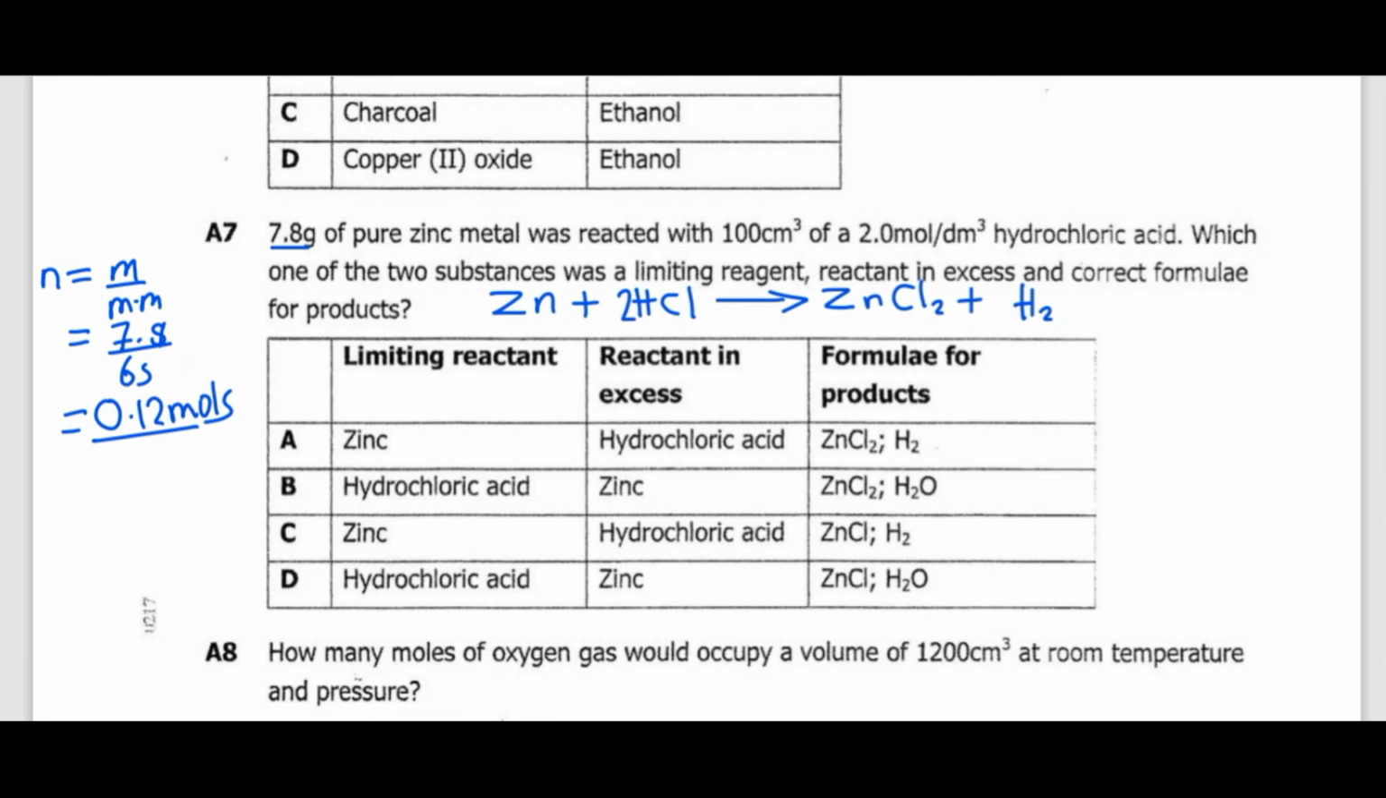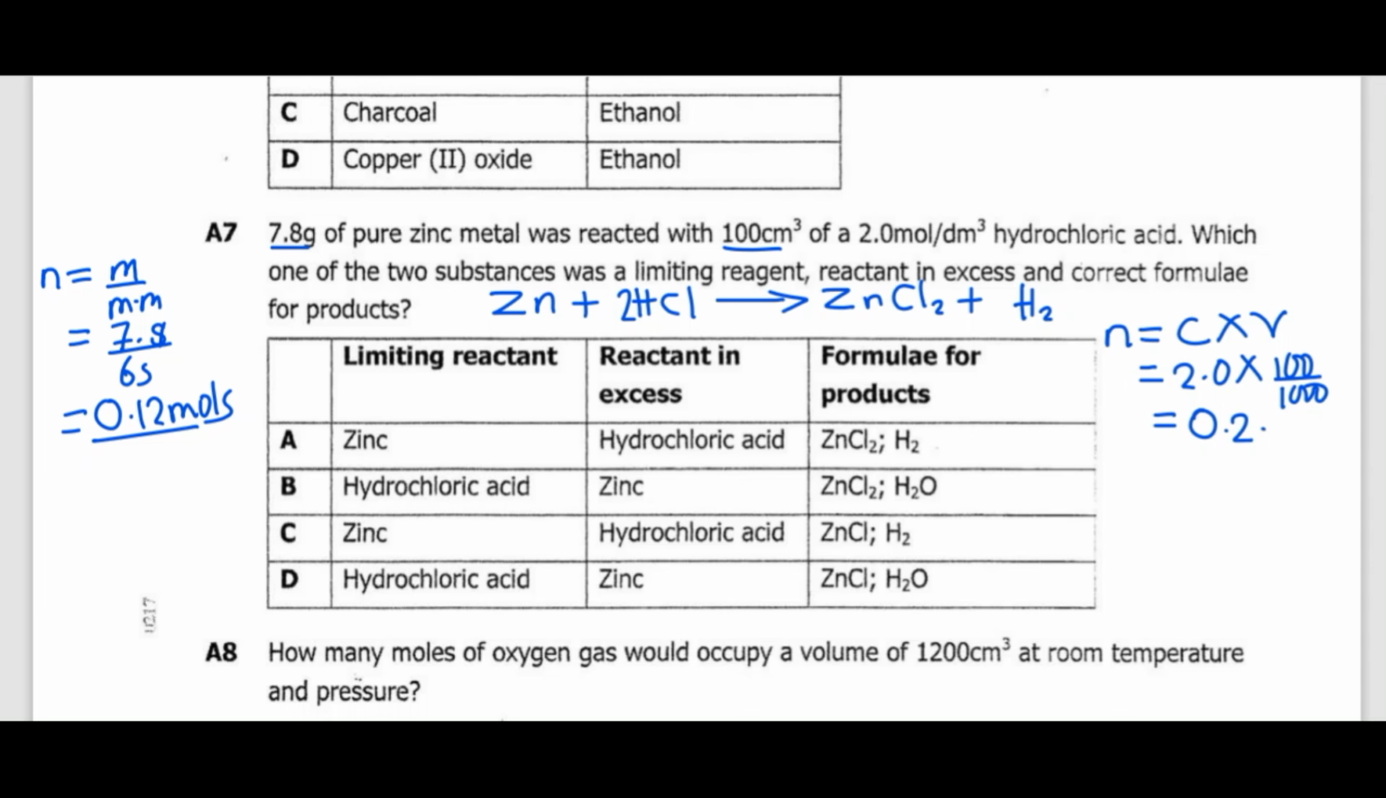Then we also need to find the moles for HCl. We can see that we have been given the volume and the concentration. So number of moles is equal to concentration multiplied by volume. So the concentration is 2.0. Then what's our volume? So volume is 100. So 100 divided by 1000, since we need to convert this to decimeter cubed. So 100 divided by 1000, I'm getting 0.1, times 2. So here I'm getting 0.2.